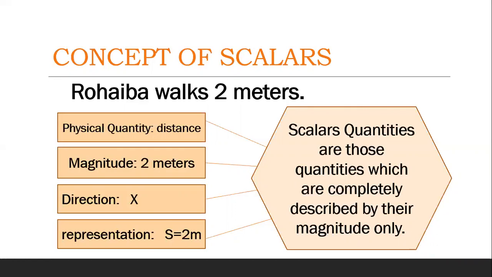There are different notations used, but you have to be specific in using the notations. You can't just conveniently write small s for it, because small s is used for second. So you have to be very specific in using symbols. You can't conveniently use small t for temperature and capital T for time. These are specific symbols for physical quantities. So for distance, it is capital S equal to 2 meters. So scalar quantities are those quantities which are completely described by their magnitude only.